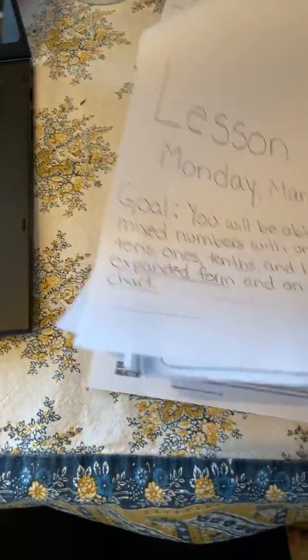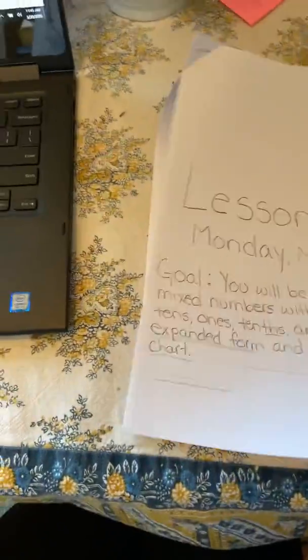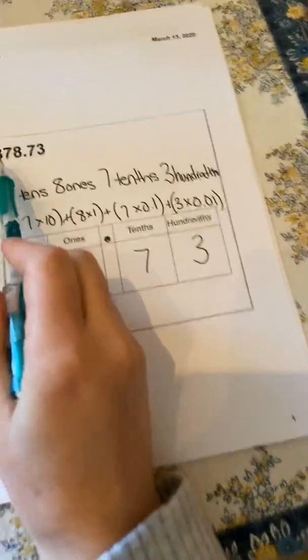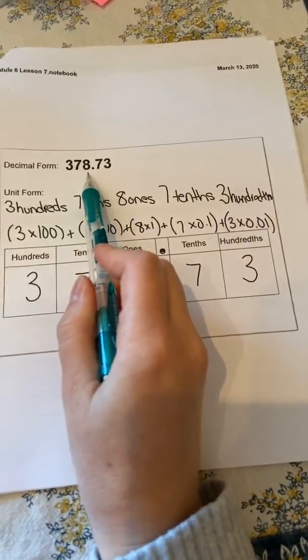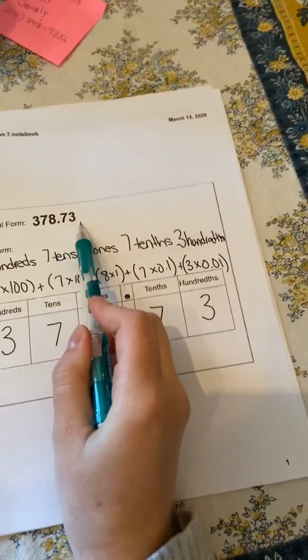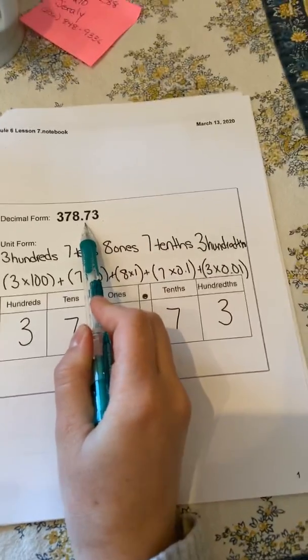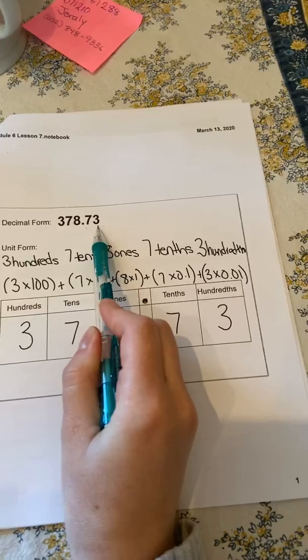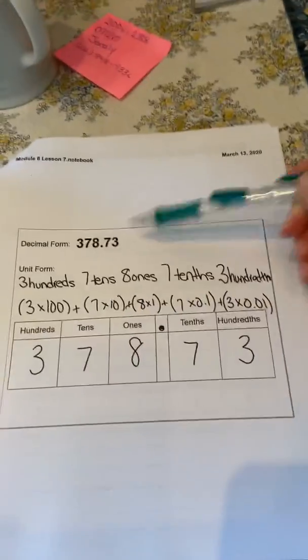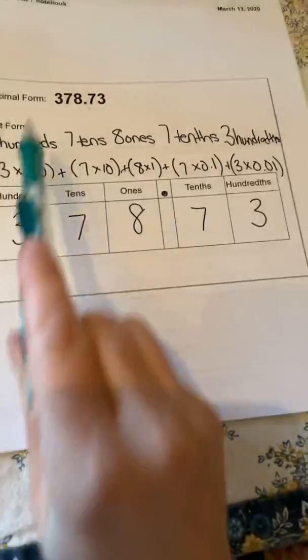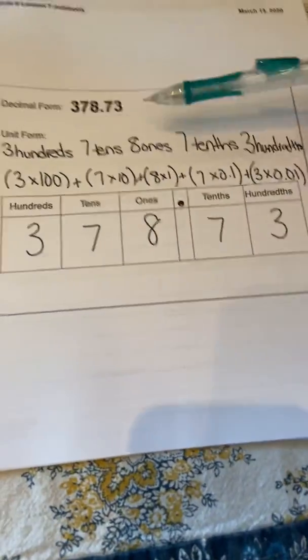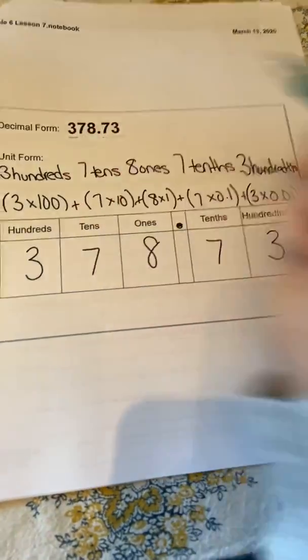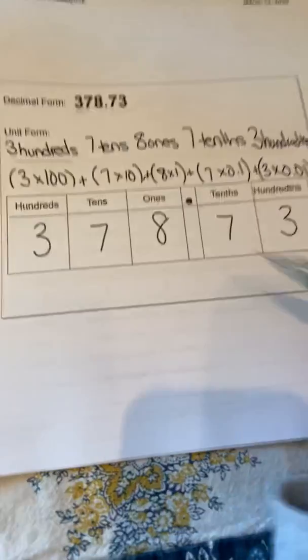So go ahead and take a look at, if I can find the page, this page. So here I have the number 378 and 73 hundredths. So this is the tenths place. So I have 7 tenths and 3 hundredths. So I wrote this in unit form. So what I did was I broke down each digit and I wrote its unit. So since there's a 3 in the hundreds place, I wrote 3 hundreds.